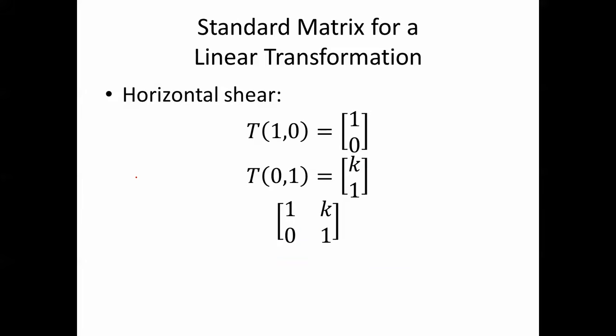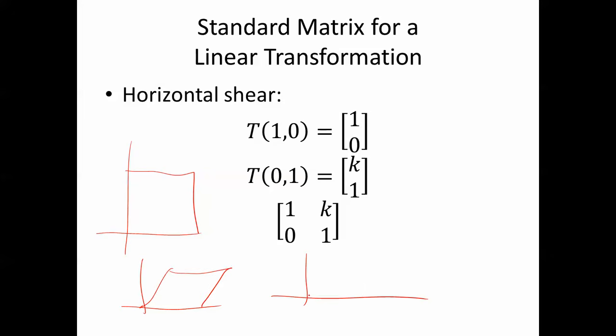Horizontal shear. Here's what horizontal shear looks like. You start off with a square that looks like that, and you end up shifting it diagonally. So you'd end up with something like this. Or, if it's a really intense shear, you'd end up with something like this. Okay, it depends on how much you shift it.